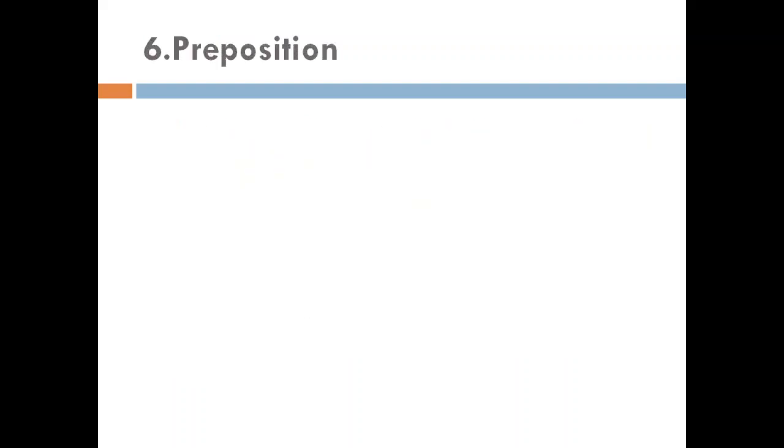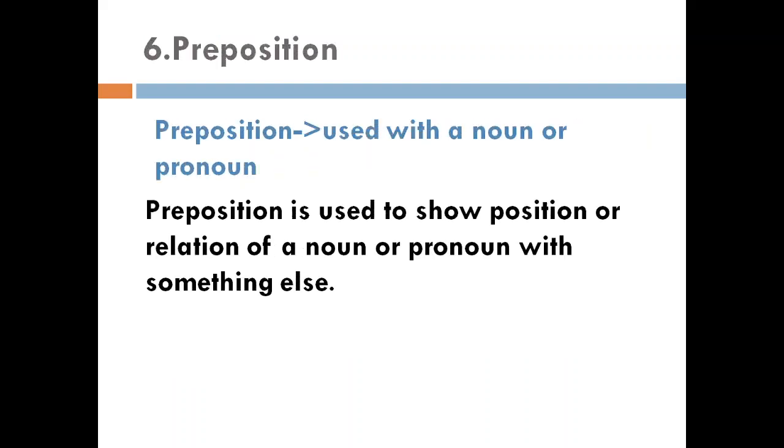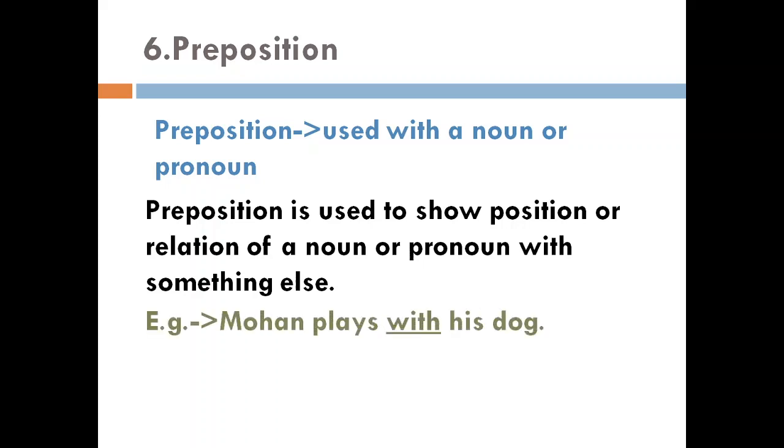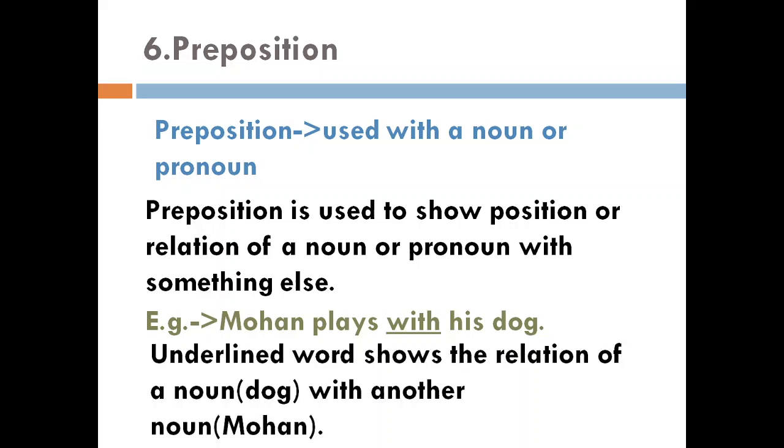Sixth, preposition. Preposition is used to show position or relation of a noun or pronoun with something else. For example, Mohan plays with his dog. Underlined word shows the relation of a noun with another noun.